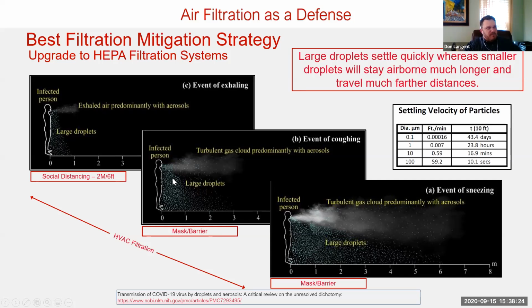Here we have someone coughing, not quite as big an event as sneezing, but the same phenomenon, the same effect. And here at the top left, we have basically just normal breathing, exhaling. You still have large droplets, and this is where that social distancing mandate comes in, 2 meters or 6 feet, because those large droplets are going to fall pretty quickly. But it's the very small droplets, the very small bioaerosols, that are actually going to stay airborne and just float around. And just so you realize what we're talking about over here, here's settling velocity of particles.